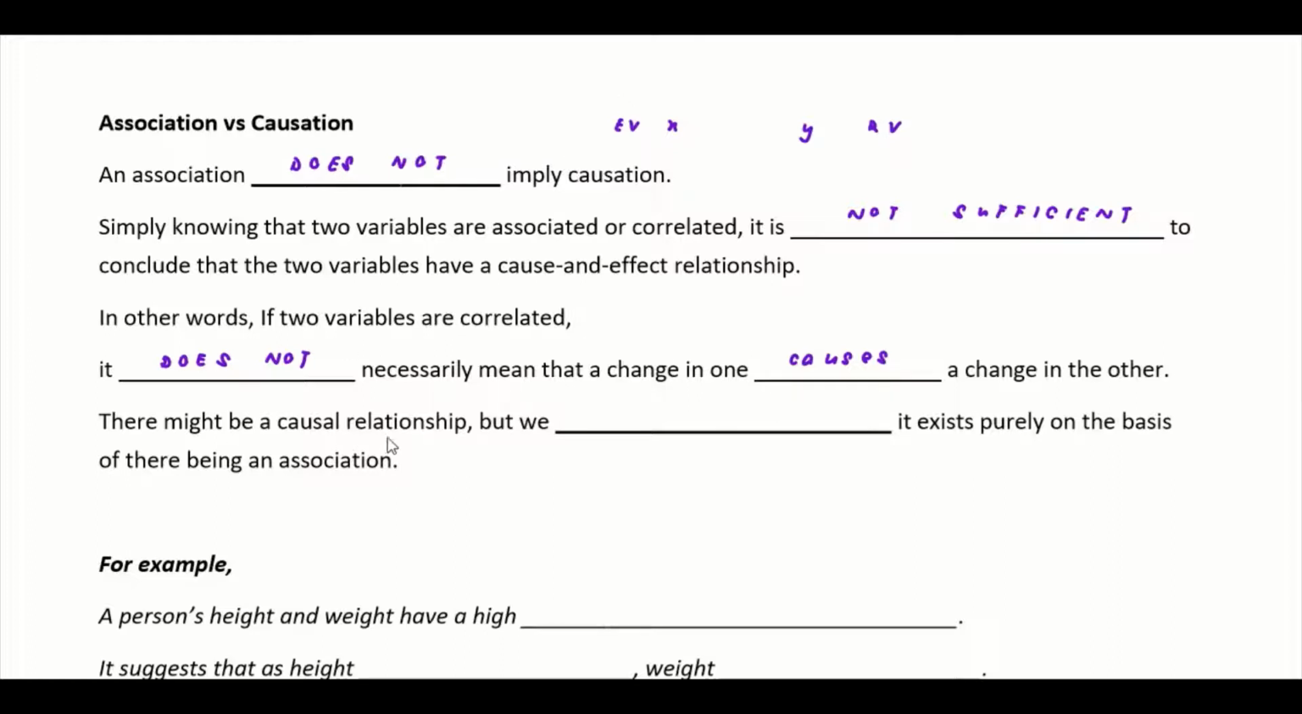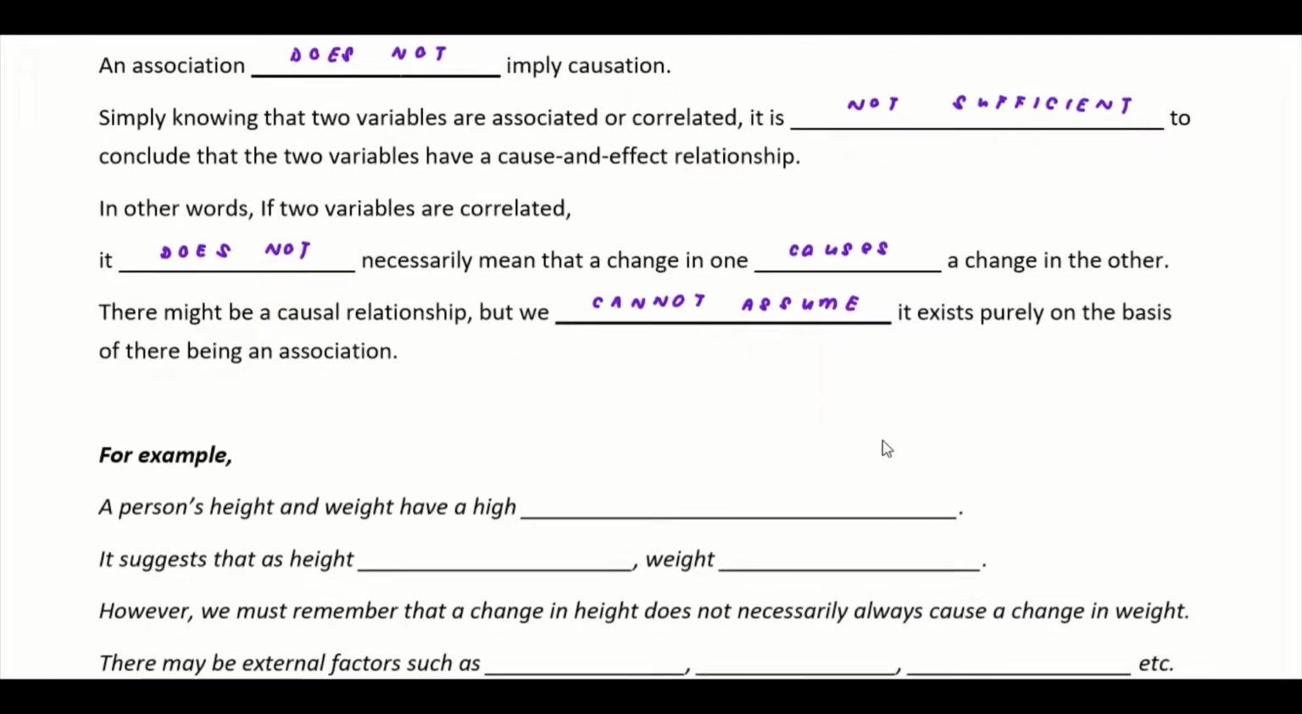So there might be a causal relationship, like what I said, but we cannot assume that the causal relationship actually exists purely on the basis that there is an association. Which means by looking at the graph that we look at in the categorical data or numerical data, we wouldn't actually say that there is an association, so that's why A caused B to happen.